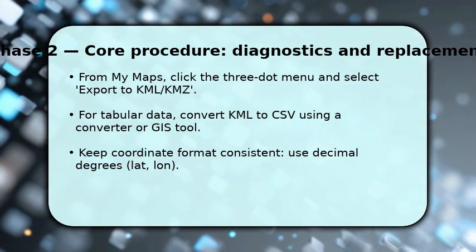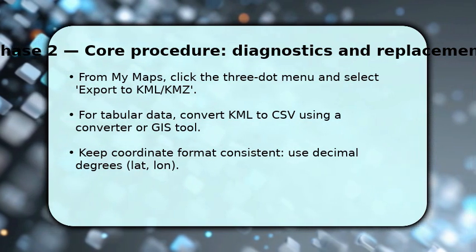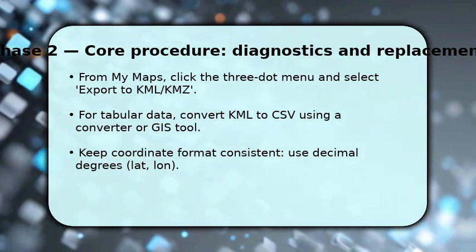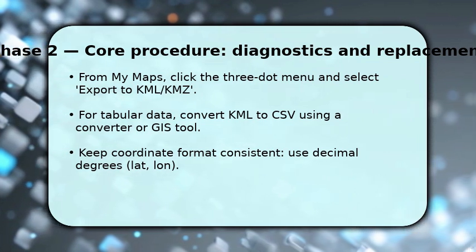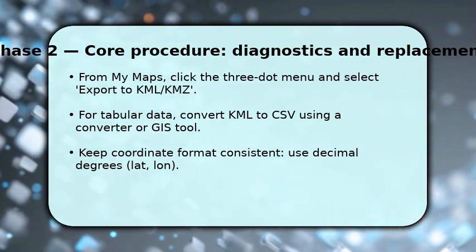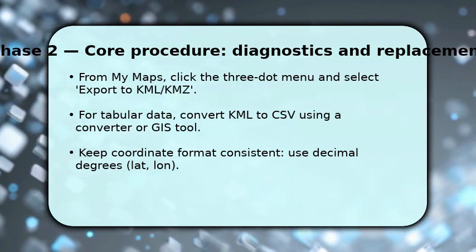If you need rows and columns, convert that KML to CSV with a converter or an app like QGIS, import KML, then export attribute table as CSV. Make sure coordinates are in decimal degrees so spreadsheets and databases read them correctly.